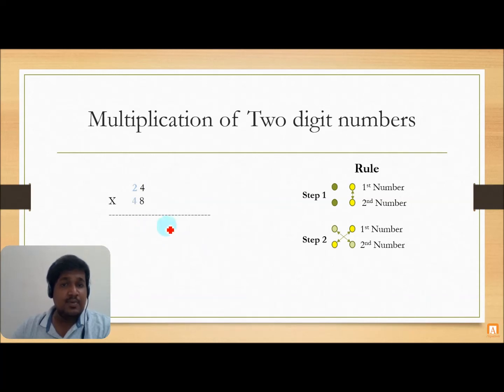In the last step, we have to multiply the tens digit of the first number into the tens digit of the second number and add the carried over. So what will be the multiplication of the tens digits? 2 into 4, 8. So 8 plus 3 was the carried over, so equal to 11. Just write 11 here. So this is the answer for 24 cross 48.